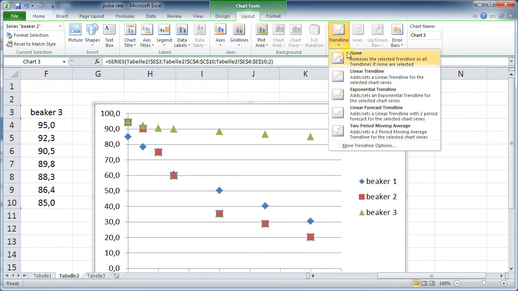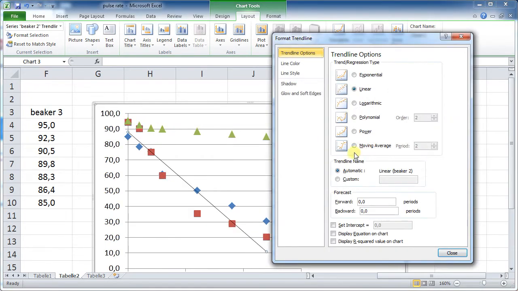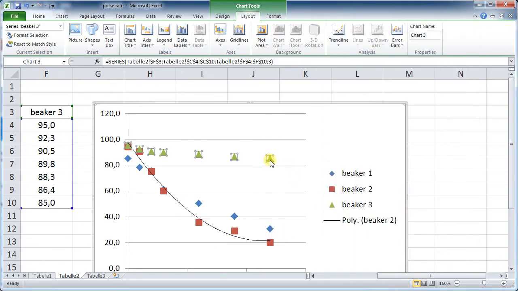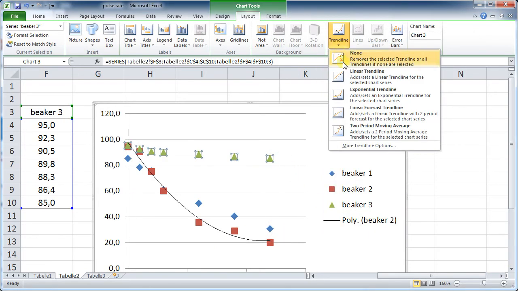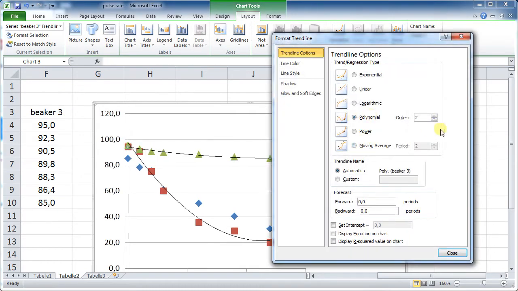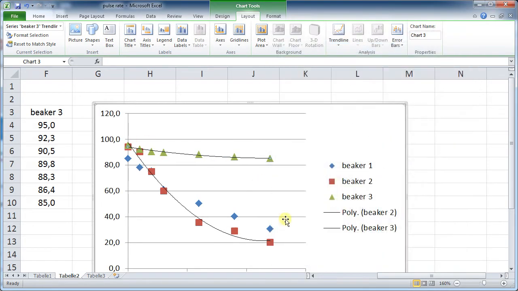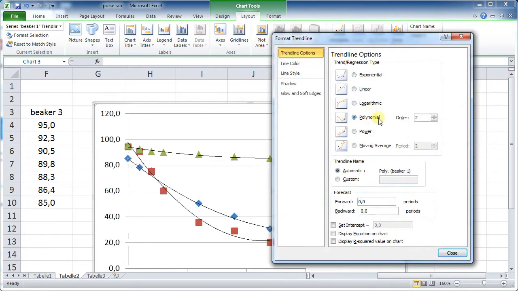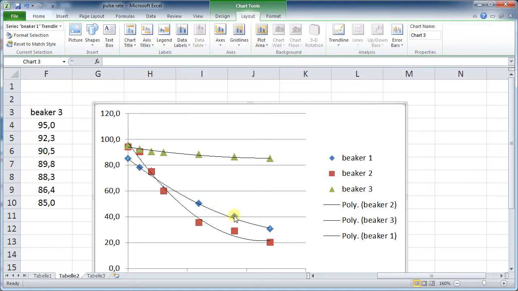Okay, so you have to now experiment around a little bit until you find one which fits best. And I think that maybe the polynomial one of order 2 is a reasonable one, and I will now use the same trend line for all of the others as well. So I close here. I click over here, trend line and the polynomial one of order 2, close, and over here as well, trend line, the polynomial one of order 2, and you see that the points are not all of them connected, but they're reasonably close.